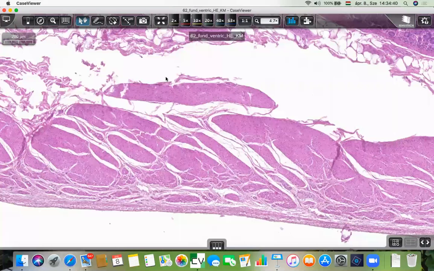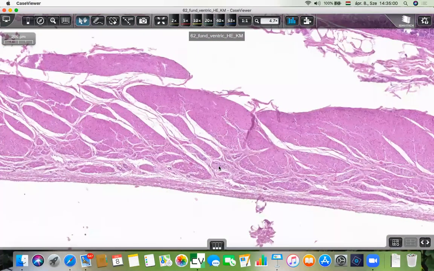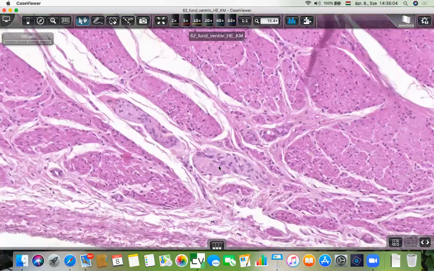So here we have the inner oblique, middle circular, and outer longitudinal layers of smooth muscle fibers, and among the muscle fibers we can find the other part of the enteric nervous system. These are the Auerbach plexuses, the myenteric plexuses, innervating the muscularis externa.